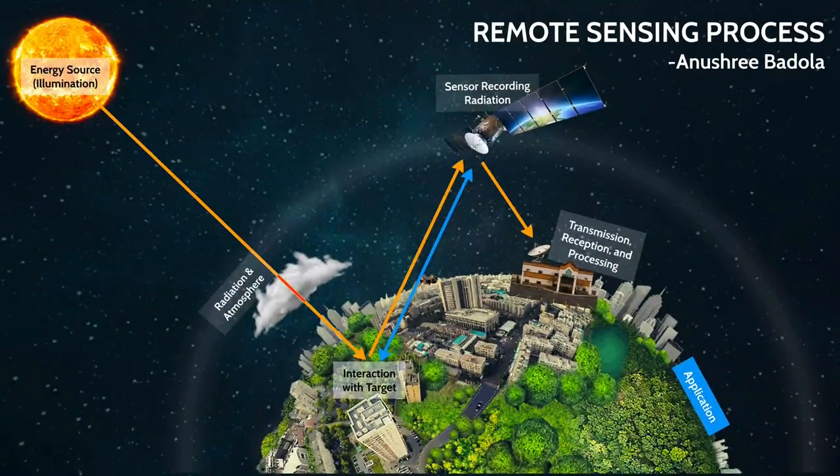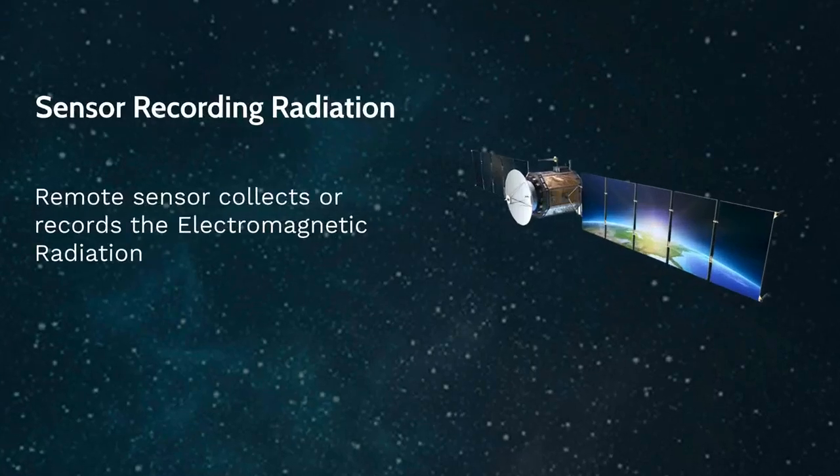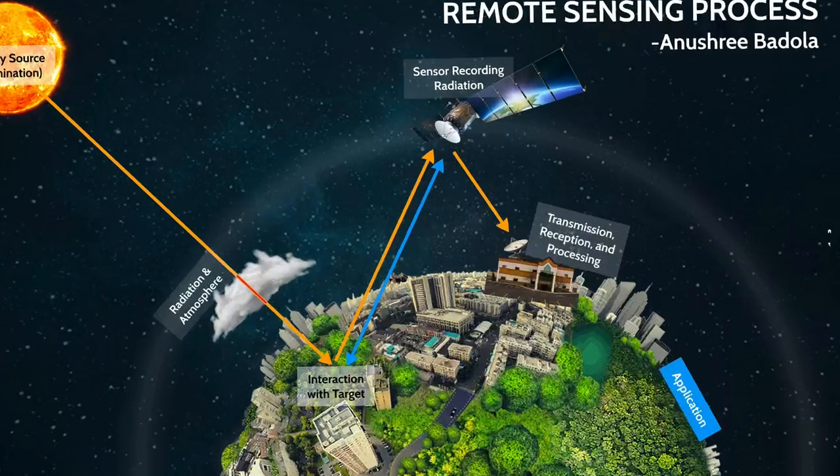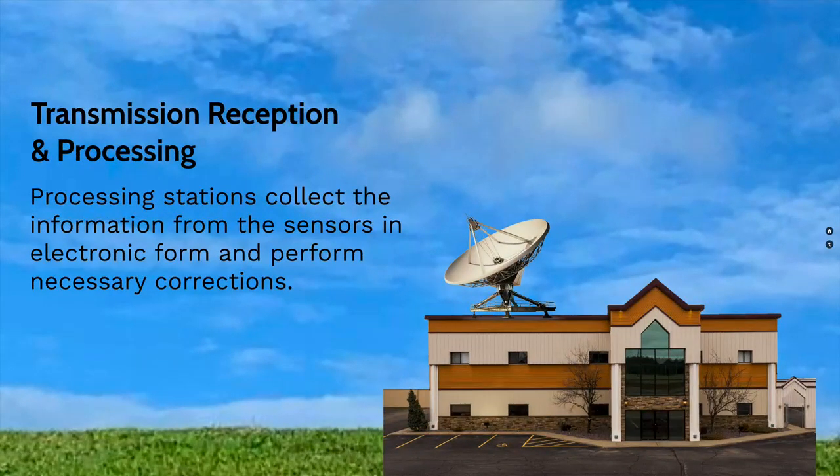The next important element is recording this reflected radiation. This process is carried out by the satellite. The sensor mounted on the satellite acts as a camera and captures the electromagnetic radiation reflected by the target on the ground. The information collected by the satellite is then transferred to the receptor station in electronic form, and various atmospheric and physical corrections are performed by using information like the angle and height of the sensor, the angle of inclination of the sun at the time of data collection, etc.